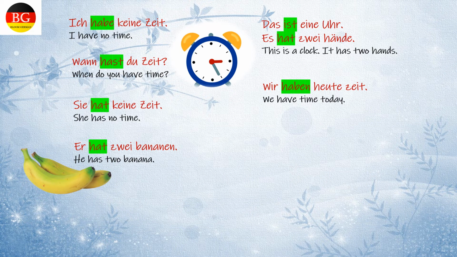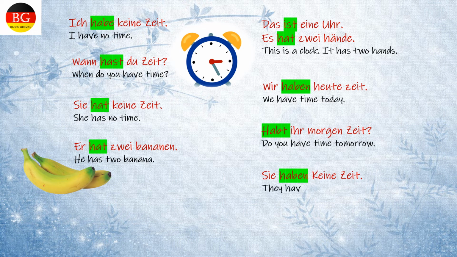Wir haben heute Zeit. We have time today. Habt ihr morgen Zeit? Do you have time tomorrow? Sie haben keine Zeit. They have no time. Haben Sie heute Zeit? Do you have time today?